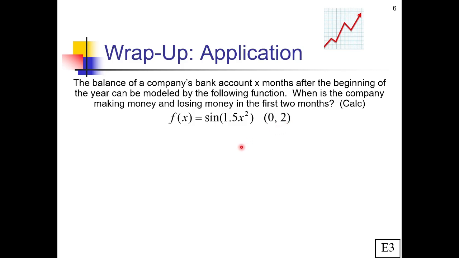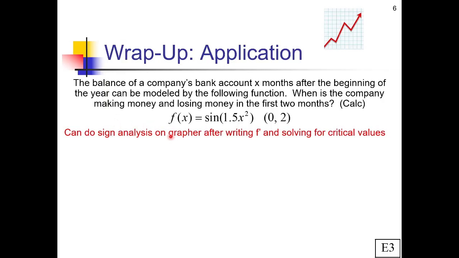Now, when you're doing this problem, you're going to find that it's going to be a little bit tricky to solve for critical values algebraically and also to do sign analysis with this type of function. So it is also possible, if you're allowed to use a calculator, to do sign analysis on the grapher itself after you write out f prime and solve for the critical values. In fact, you can also use the grapher to solve for the critical values, which we've already kind of done. So pause the video and, using this hint, see if you can figure out where our profit and loss is for this company. All right, let's see how you did.